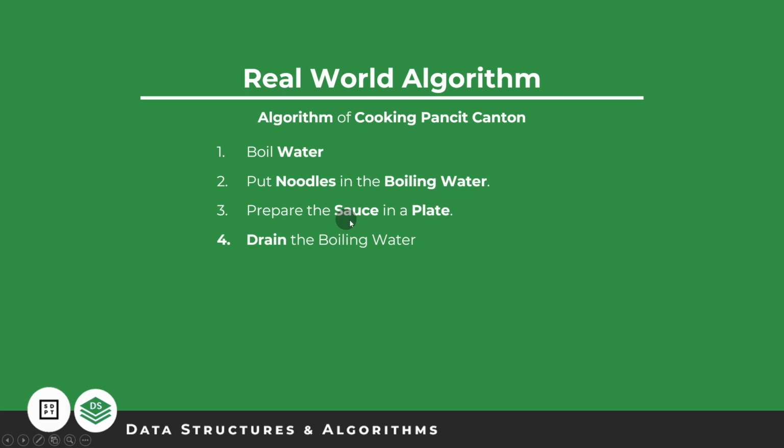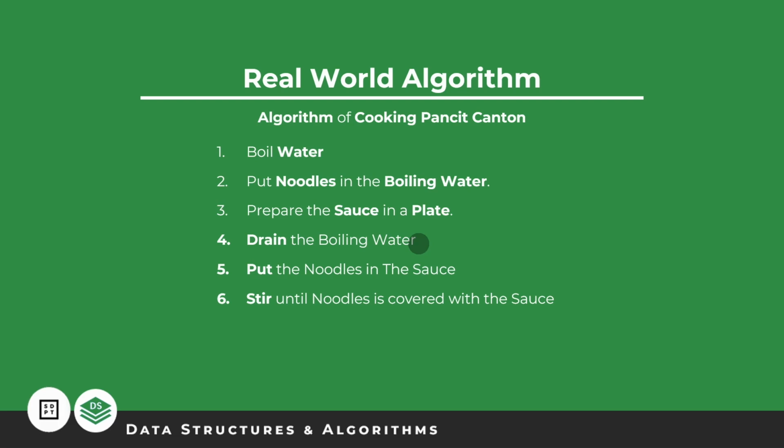Then, next, we will drain the boiling water. Another process. Then, number 5, put the noodles in the sauce. So, another process. And then, stir until the noodles is covered with the sauce. So, yan. Another process ulit yan. Then, serve the pancit canton. So, meaning, ayan yung output natin, yung luto na pancit canton. So, as you can see, meron tayong input, then we processed it, and then we finally have our output. So, that's what algorithm is. Okay? So, sobrang dali lang naman intindihin, guys.